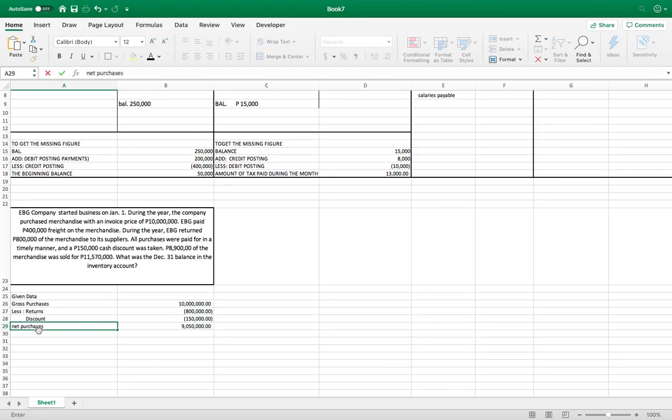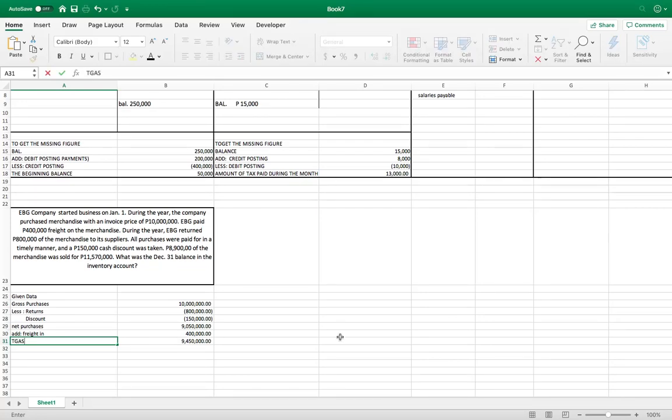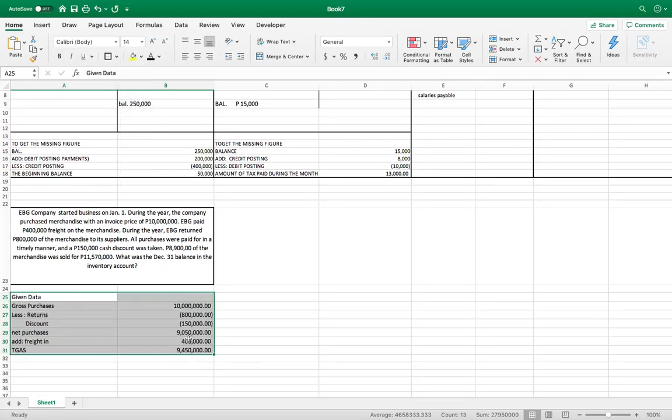Okay? So to the net purchases, you add the freight in or the transportation in, which is 400,000. So the total cost of purchase is 9,450,000. So this is the total cost of purchase. However, since there is no beginning inventory, at the same time, this is the total goods available for sale. Now, from the total goods available for sale, you will deduct ending inventory.